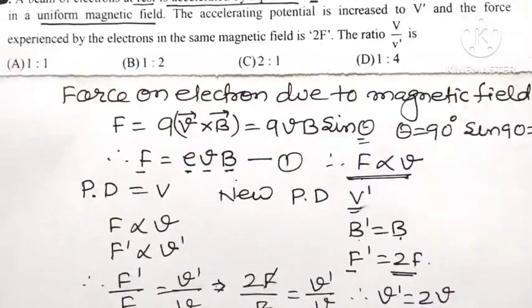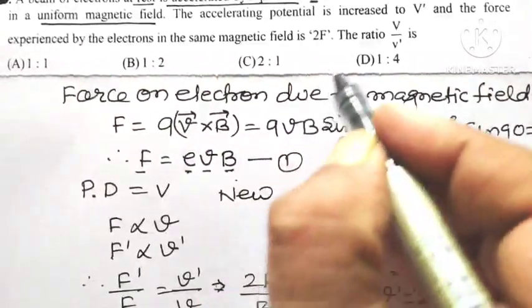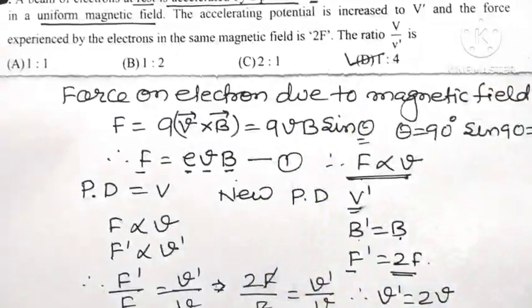So out of the 4 options, look at option D. V upon V dash is equal to 1 upon 4.